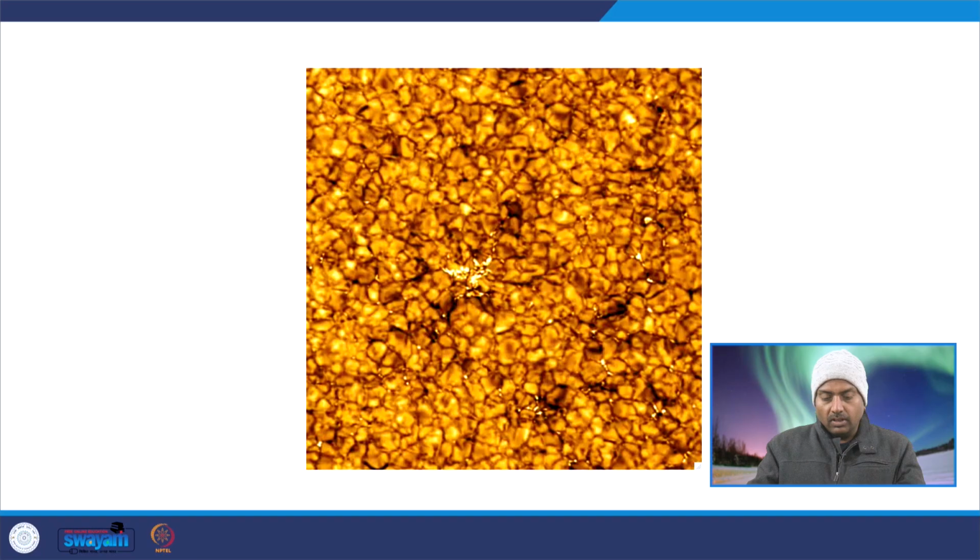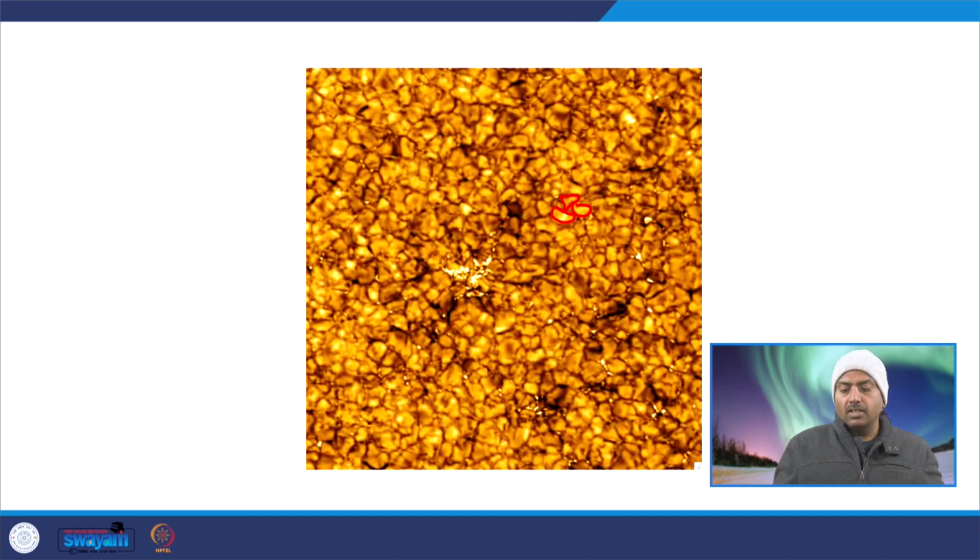So, if you take a close-up image of the photosphere, this is how the Sun looks. For all practical purposes, the photosphere is the yellow disk that you see in the sky. Okay, this is how it looks. And you see these small granules, each of which is very, very large in comparison to the size of the Earth.